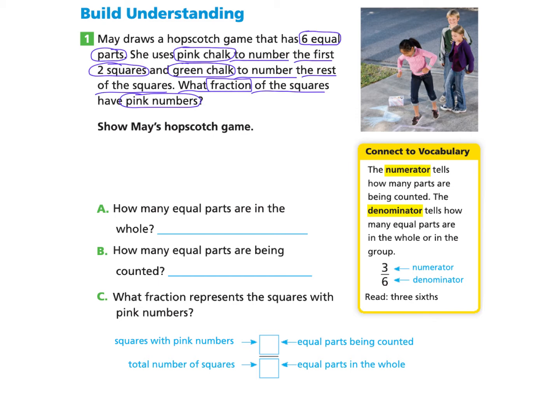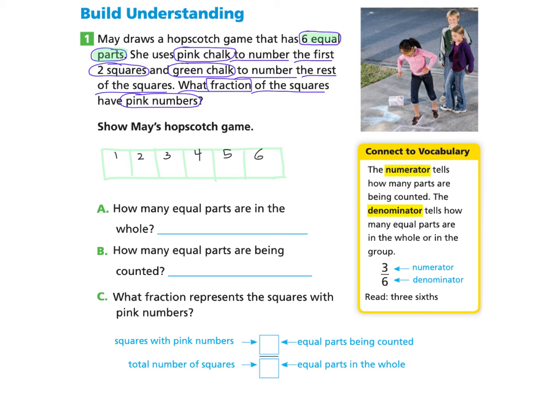So I know the first step is that there are 6 equal parts. So I am going to draw 6 equal parts. I'm going to do that by drawing a rectangle and then drawing 6 equal parts. 1, 2, 3, 4, 5, 6. So there are 6 equal parts that represents the hopscotch. I'm going to write a number in each hopscotch square to understand that each part is equal and has its own number. There are 6 equal parts of this whole hopscotch.